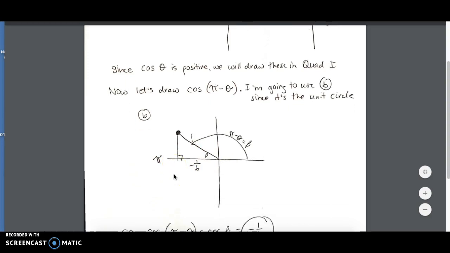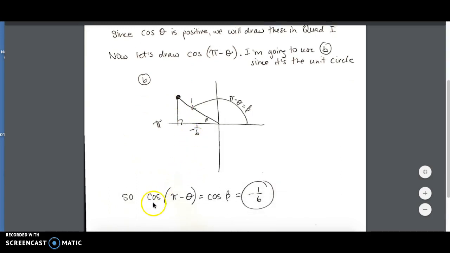If we want to find the x value, which is cosine, then we look at this point. What is the x value? It's negative 1/6. Therefore, the cosine of pi minus theta is negative 1/6. Hopefully that will also help you as you solve some of the other problems on this worksheet. If you need any additional help, please let me know.